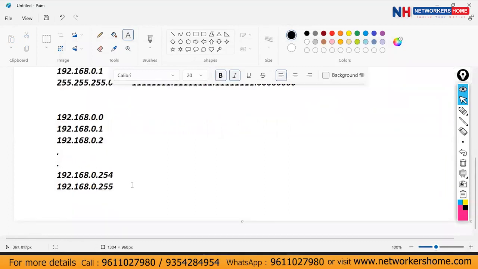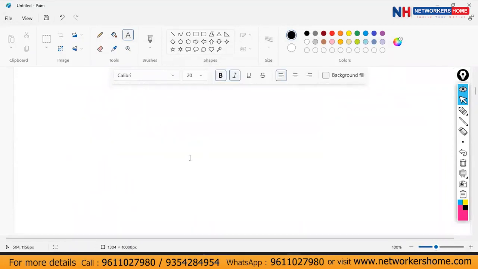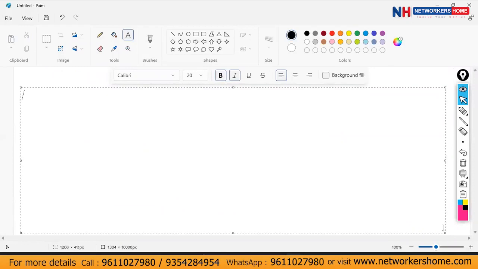About class B, let's take the same example for class B. So I'll write an IP address 172.16.0.1. Okay, or let me say 168. That is fine, any address you can take. The subnet mask is 255.255.0.0.